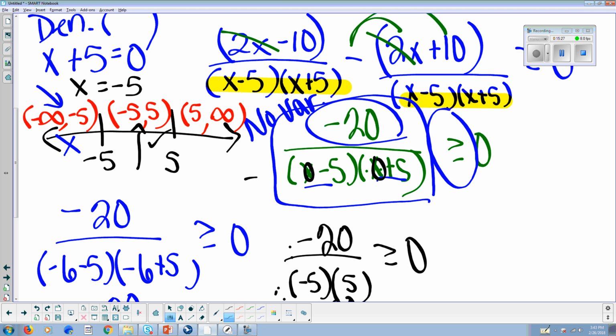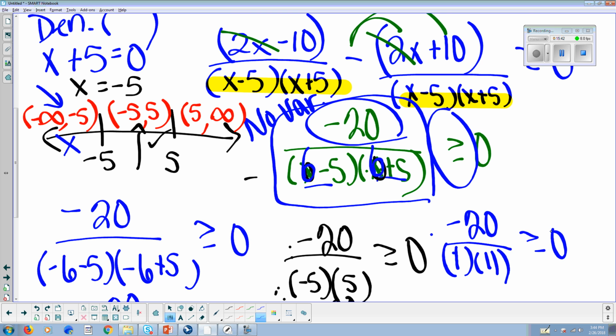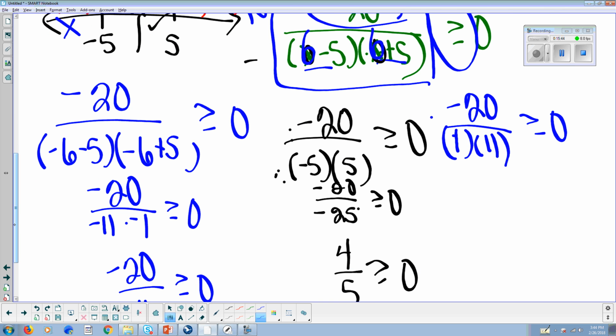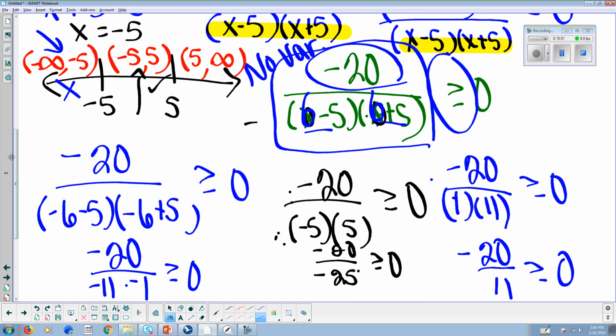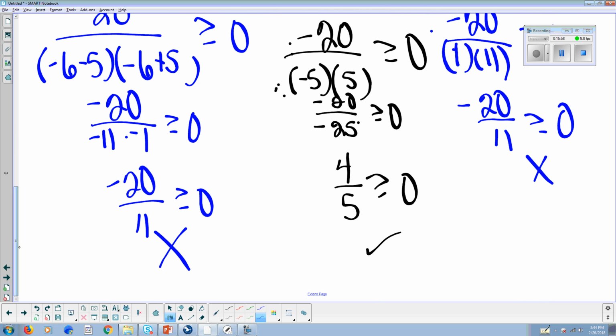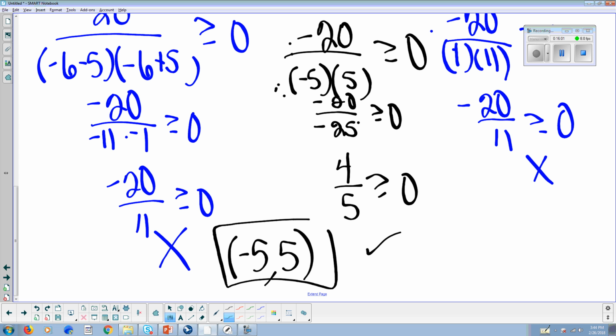Last, we'll substitute in the number 6. So if I substitute a 6 here, I'll get negative 20 over 1 and a 6 here times 11. Well, 1 times 11 is 11, so again we get negative 20 over 11. That is not greater than or equal to 0, so we're going to reject that interval. So here our solution set only includes the interval negative 5 to 5. This is what we would type in for our answer.